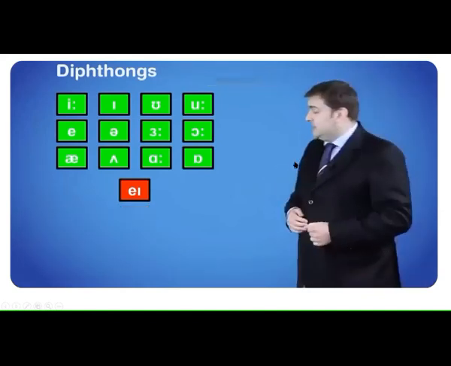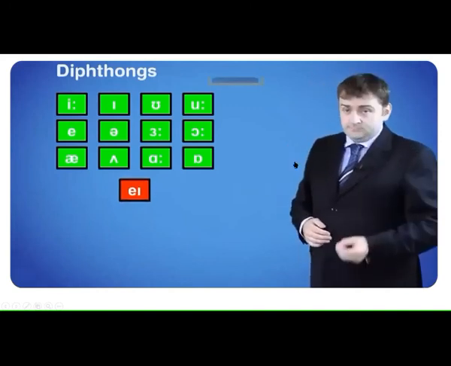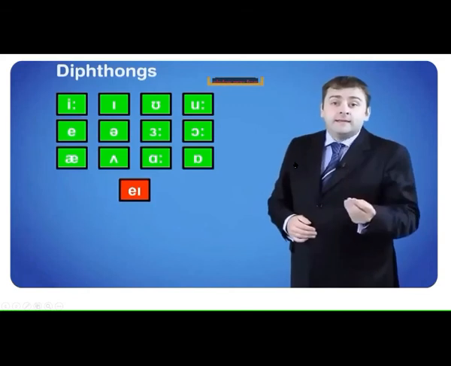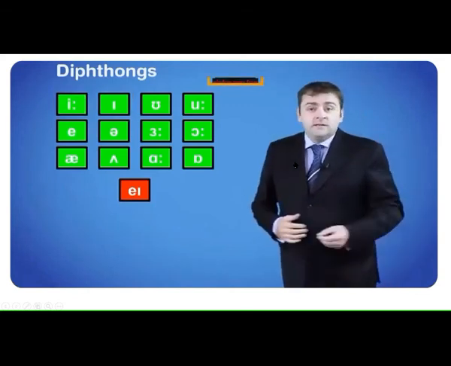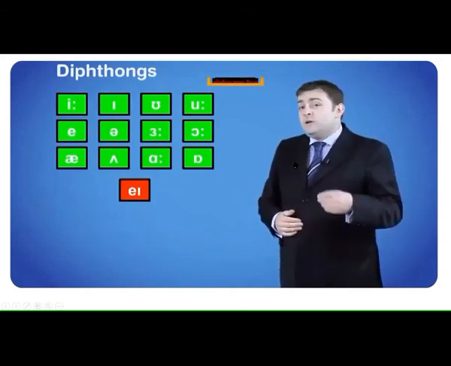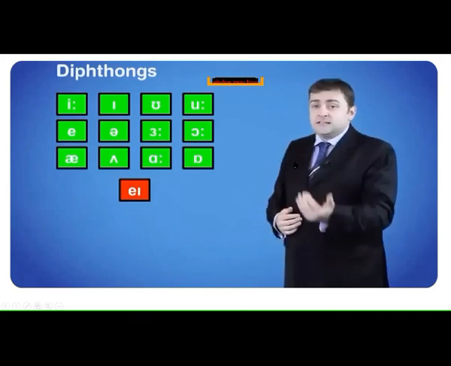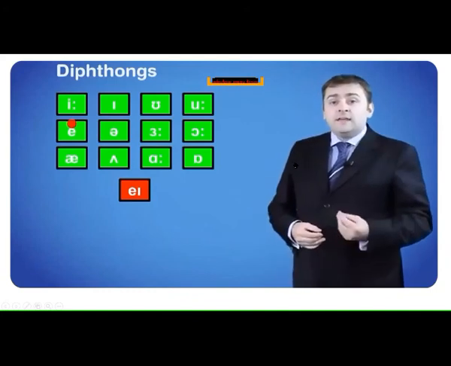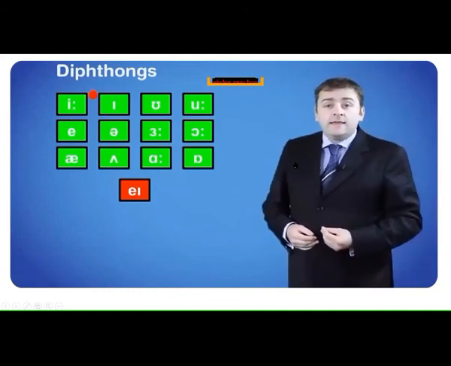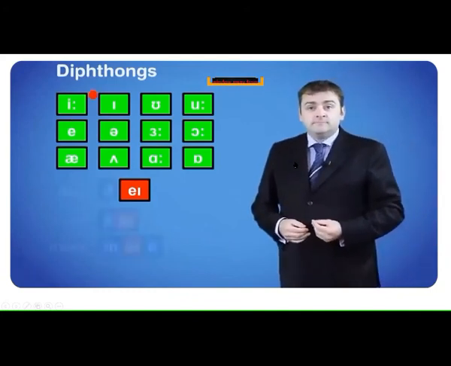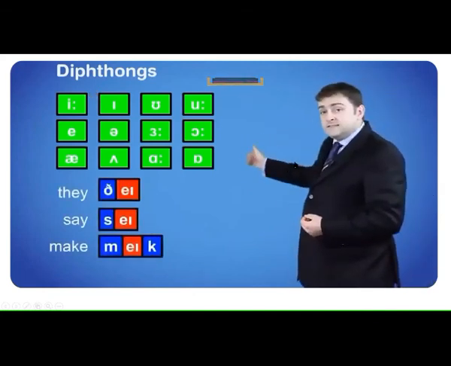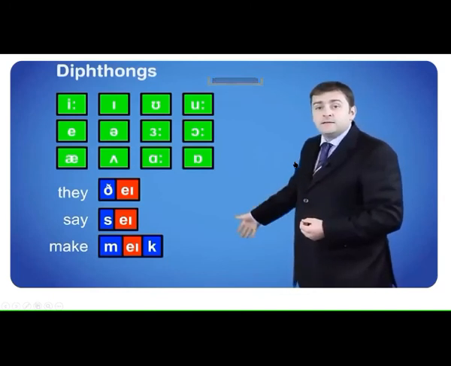The first sound is A, which is a combination of two sounds, and I, or E. This time we need to close our mouths a little as we say the sound, starting on the first and finishing on the I or E, A. As in the words they, say, and make.